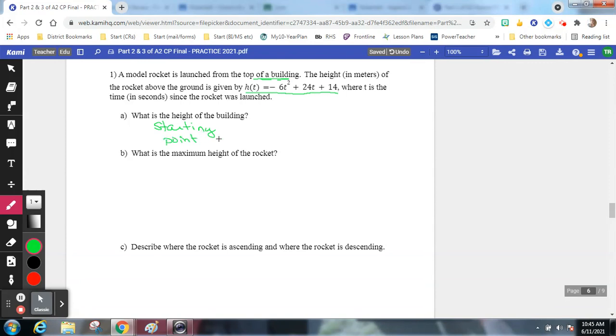Your starting point is your y-intercept. Okay, your y-intercept is found by putting zeros into everything in your equation. So when t is 0, h of 0 is going to end up just being your constant at the end. Okay, so the height of the building is 14 meters high.